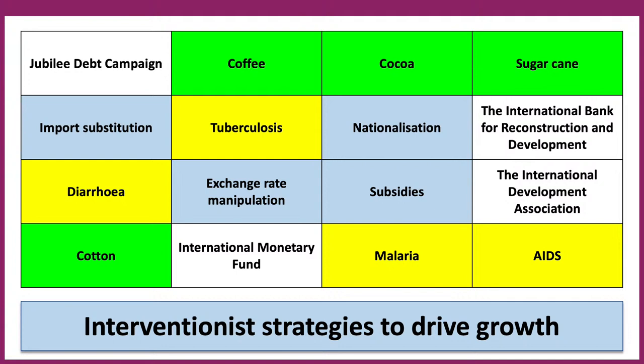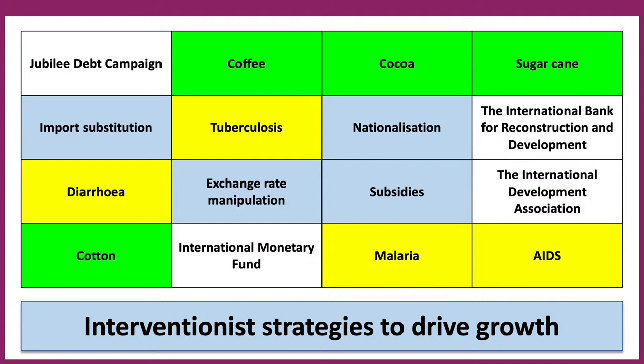And we have our third group, which are interventionist strategies to drive growth. So these are policy strategies where the government plays a really, really active role in allocating resources. So import substitution, making sure a country switches away from importing goods to more domestic production. Nationalization. Again, we've seen this quite a lot in micro, so some good overlap here, moving away from the private sector into the state sector as well.